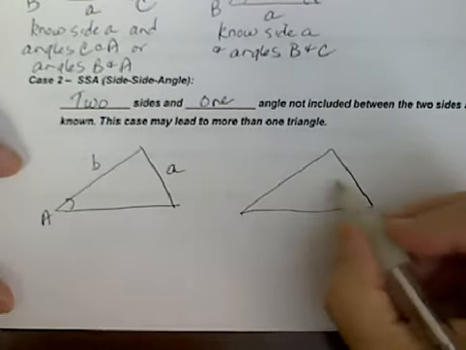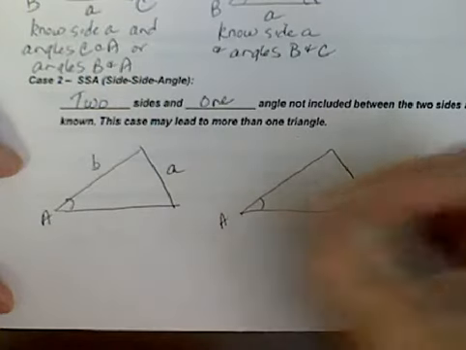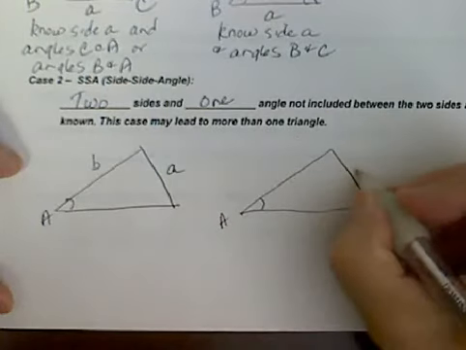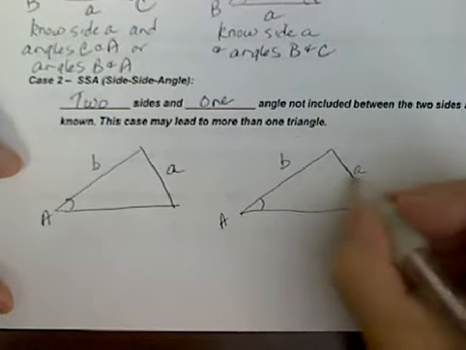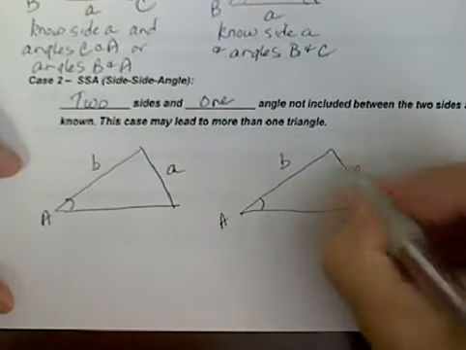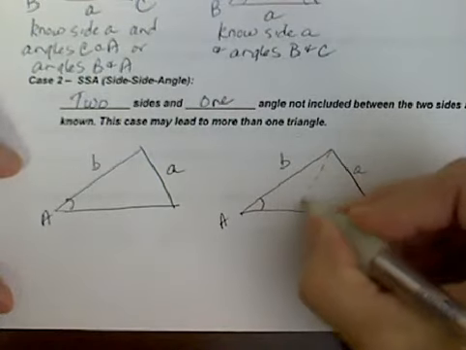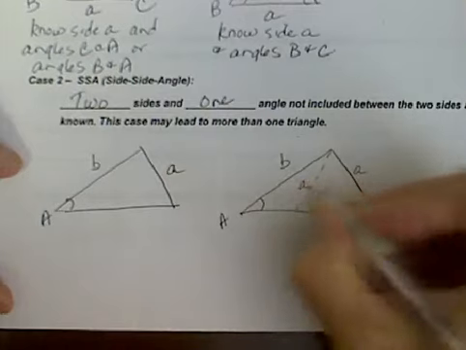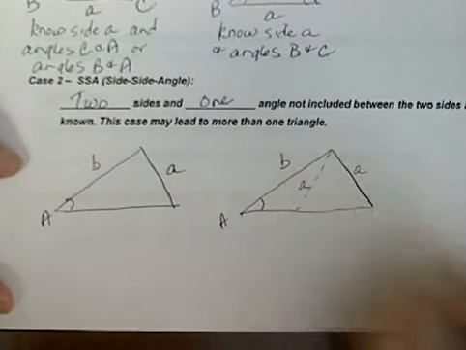Here would be an example where we could have more than one triangle. If we knew this angle and we knew the length of this side over here and the length of this side, we could also have this triangle where this side swings over this direction. So this would be one triangle, this would be the second triangle.